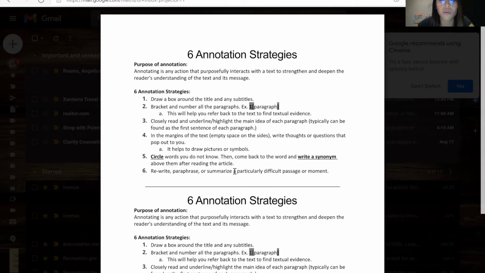So today we're going to be working with an article that I love and I believe will help us so much. So let me go ahead and share that with you.